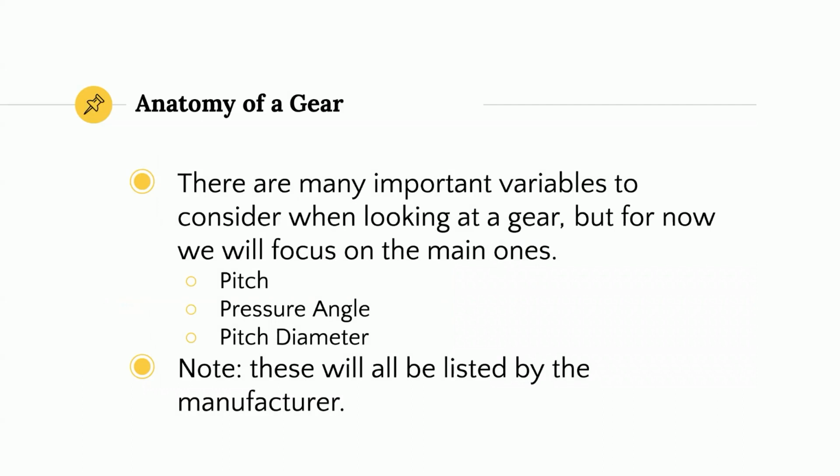So here's the anatomy of a gear. There are many important variables to consider when looking at a gear, but for now we will focus on the main ones: pitch, pressure angle, and pitch diameter. Note, these will all be listed by the manufacturer. So if you're buying a gear, which for most cases I heavily recommend, these will be on the website, listed by the manufacturer of said gear.